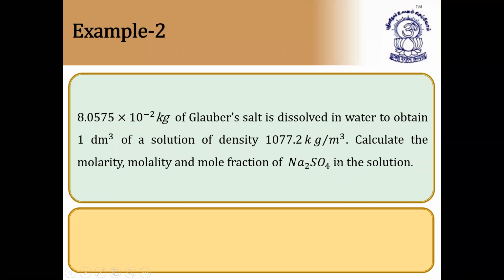Next question. Glauber salt. So 8.0575 into 10 to the power minus 2 kg of Glauber salt is dissolved in water to obtain 1 decimeter cube of solution, that is 1 liter of solution of density 1.7. Here also density is given, weight of Glauber salt is given, and calculate the molarity and mole fraction of sodium sulfate in the solution. So Glauber salt means here hydrated sodium sulfate.